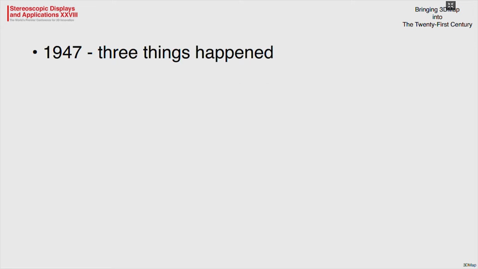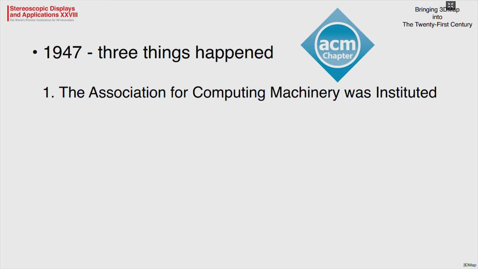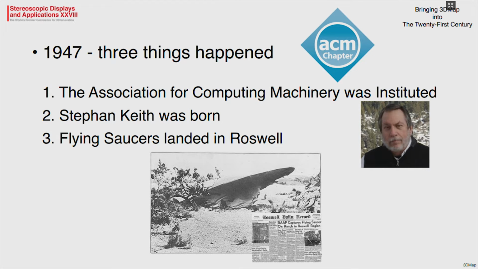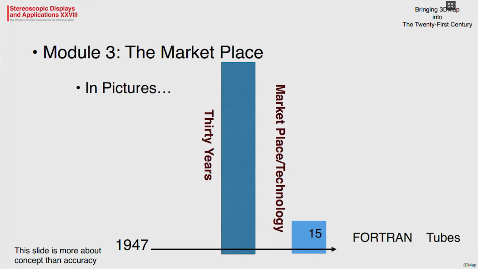So three things happened in 1947. That's what I'm establishing as a timeline. The Association for Computing Machinery was instituted in June 1947. This guy was born in December 1947. And flying saucers landed in Roswell in 1947. So it kind of imprints the idea of our timeline. So here is our timeline. And what we're going to be looking at are these two bar charts.